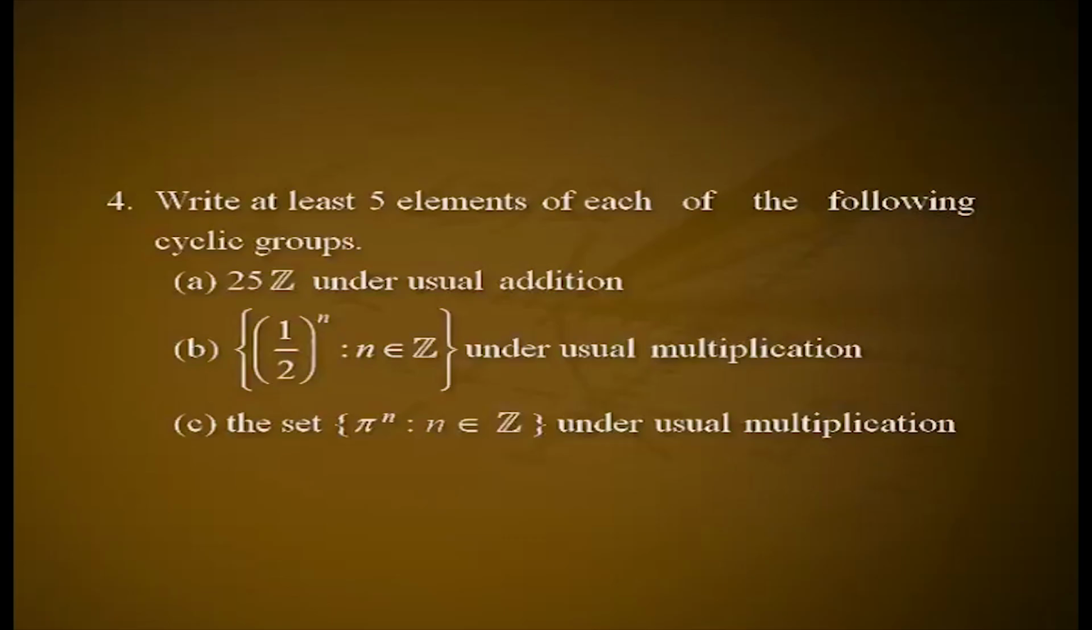A. 2Z, the set under usual addition. B. The set consisting of (1/2) raised to n, where n belongs to Z, under usual multiplication. C. The set consisting of pi raised to n such that n belongs to Z, under usual multiplication.